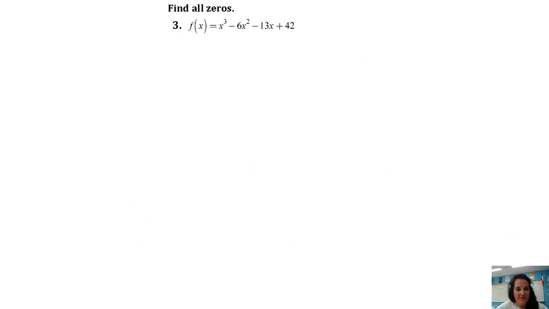Now, let's actually find the zeros. So this one says find all zeros. Okay, so a few things that we know. The highest degree is 3. So I know I'm going to have 3 zeros. Remember, we want to do synthetic division once, and then we're going to factor it. So we're going to try and get it down to x squared. You guys, my handwriting is terrible. Okay, so I've got 3 zeros.